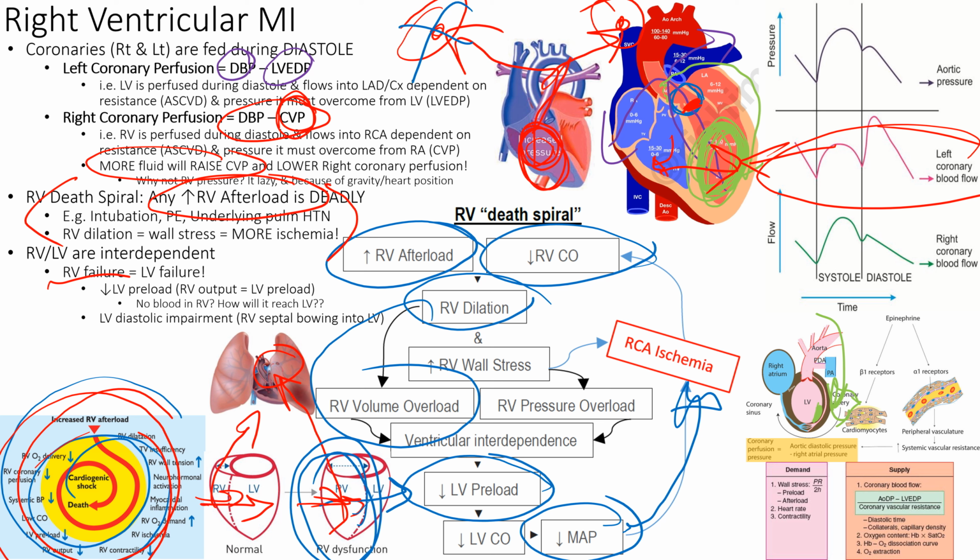Okay, so that's the idea behind RV failure. We want to make sure that we are perfusing the RV and the LV by having adequate diastolic blood pressures and making sure that the ventricles don't fill up with too much blood on either side.